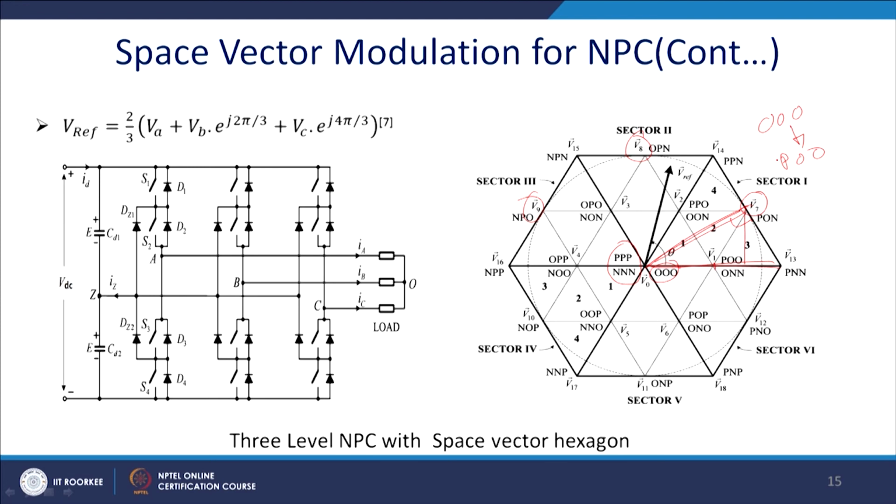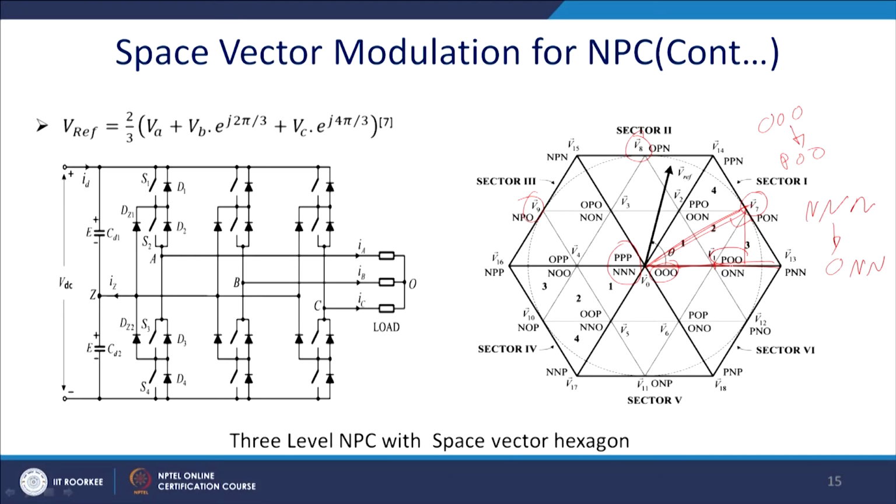But let us say if you are at N N N, that is also the case. So, if you want to apply V1, then you should apply O N N N. We want that 1 bit change so that switching losses will also be minimized. If you have a 2 bit change, that means more switching on and off. So, thus there is a combination. You can generate the voltage V1 with the help of POO and ONN, and if you want to generate the full voltage vector, that is essentially your PNN.